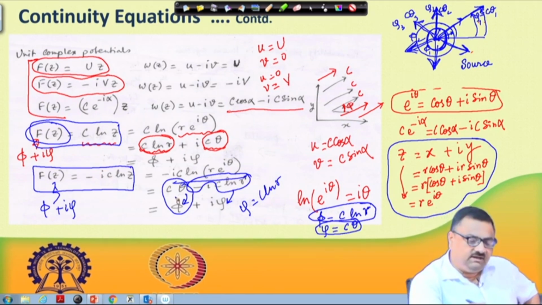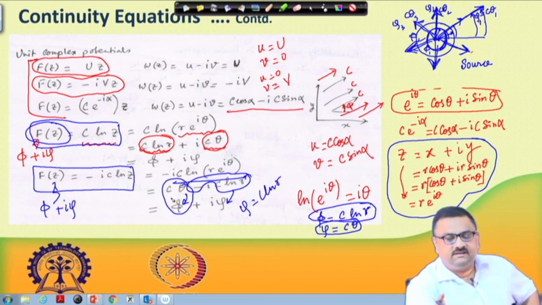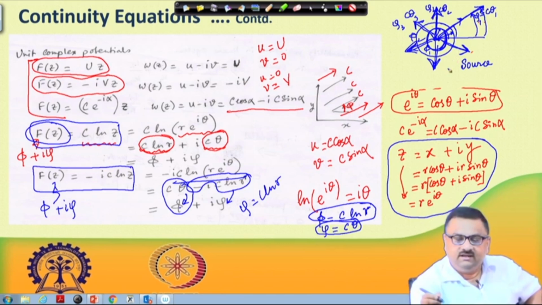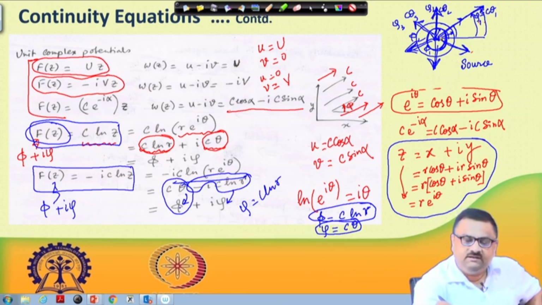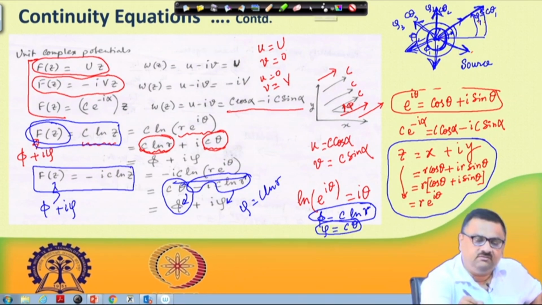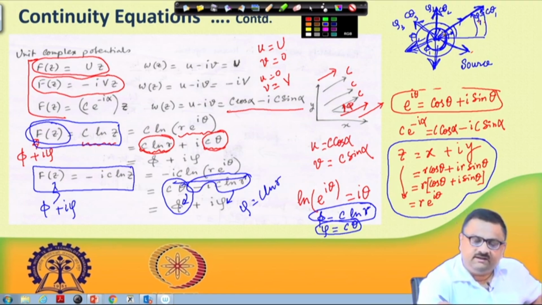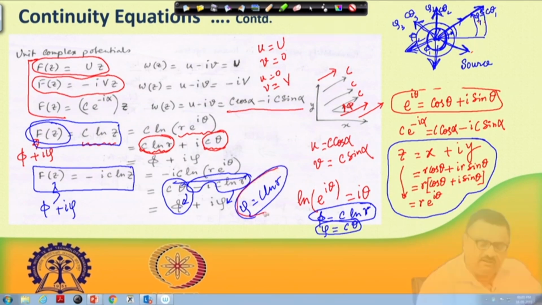Whereas in case of potential lines, along which the potential function is constant, potential lines are the lines along which theta is constant. So I think it is just the opposite of what we have seen earlier in C ln z. In case of C ln z, we saw streamlines are the lines that are coming out, but this time we see that the streamlines are the lines along which r is constant.